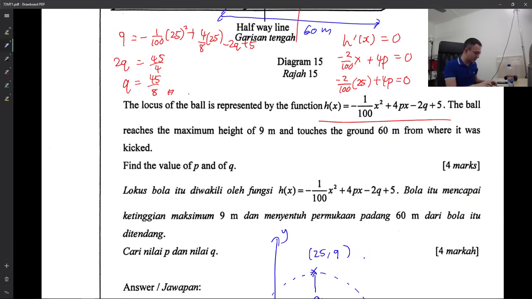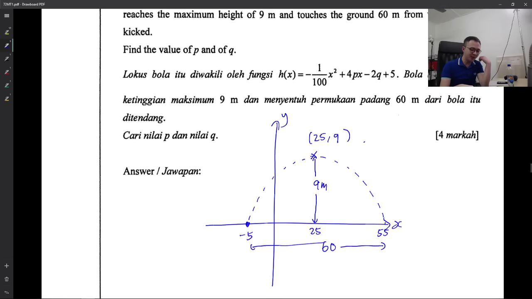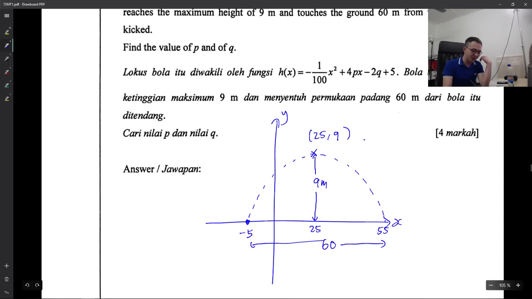So is my q answer correct? I'm not sure. If you check the marking scheme, they assume the maximum point is at 30, because they just use 60 divided by 2, then they thought the x value is 30. But 30 is the distance, so I don't think 30 itself should be the coordinate. Therefore, I change it to 25. So you might find my answer is slightly different from the marking scheme.